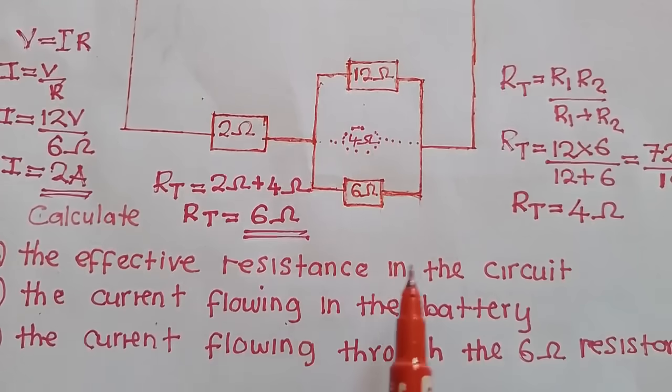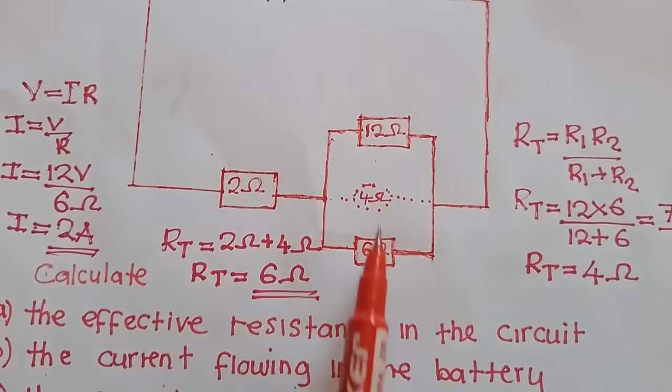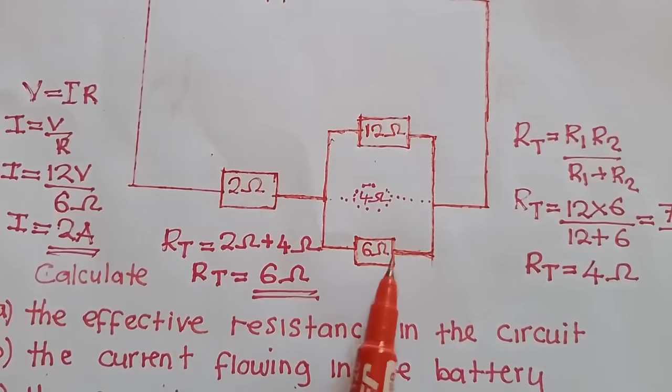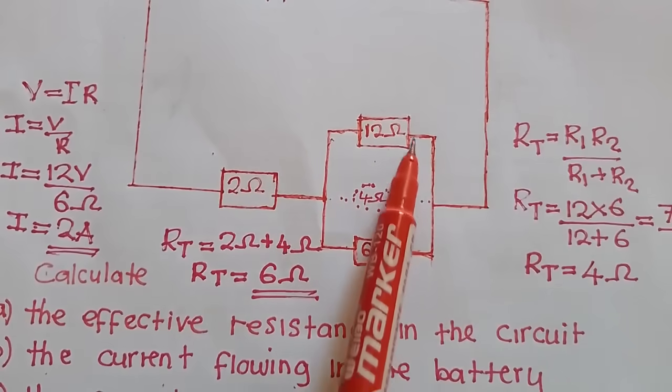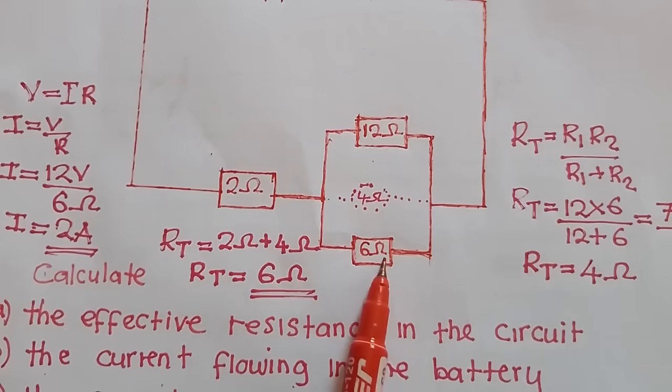So these ones are connected in parallel. And we know that in a parallel connection, the voltage that is here is the same voltage that is there. But the current that is there is different to the current that is there. This is what you need to know and understand.